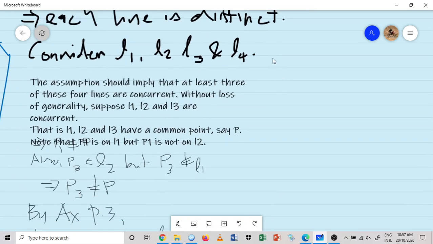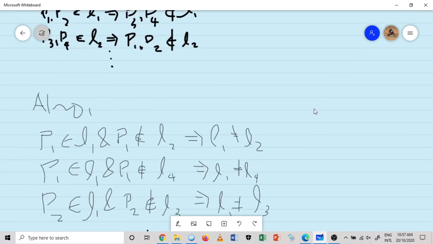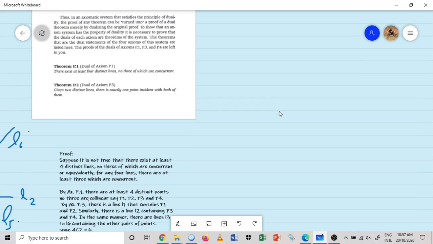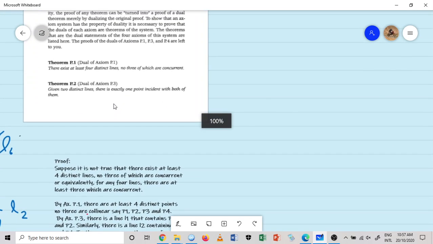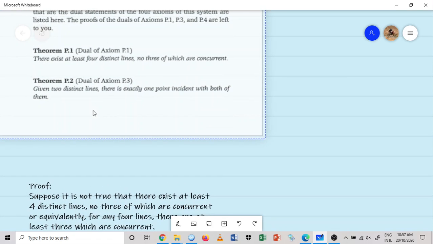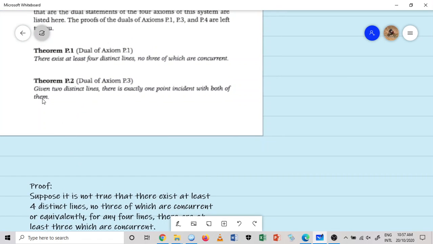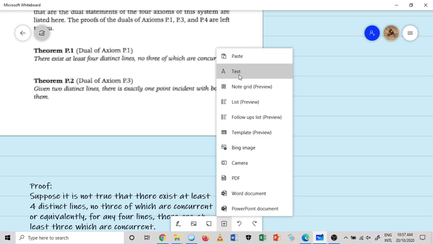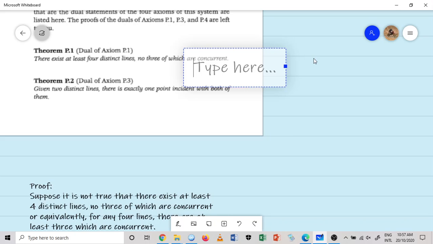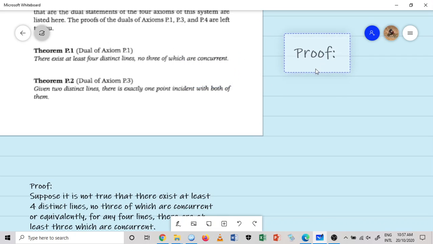Let us now continue. We have here theorem P.2, the dual of axiom P.3. It states that given 2 distinct lines, there is exactly 1 point incident with both of them. Let us now try to construct the proof for theorem P.2.